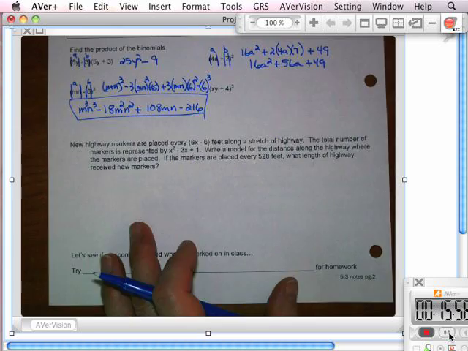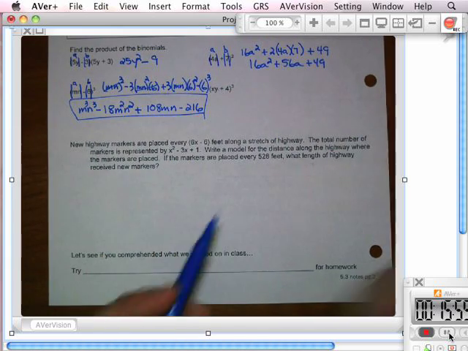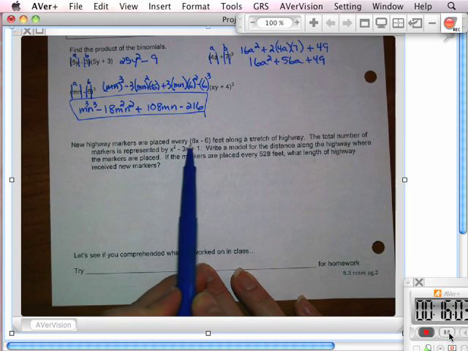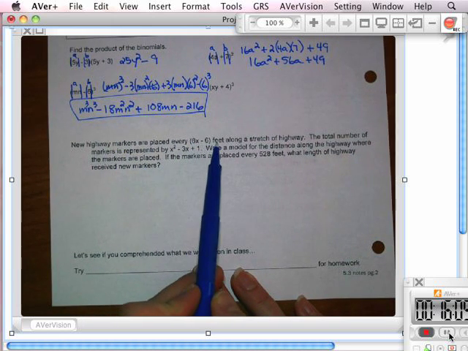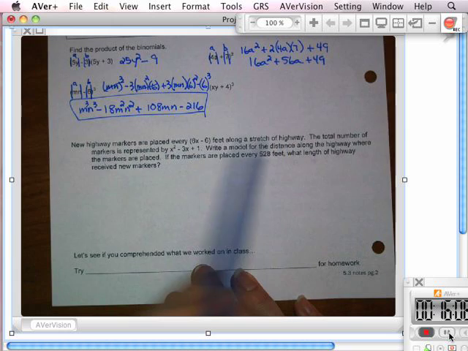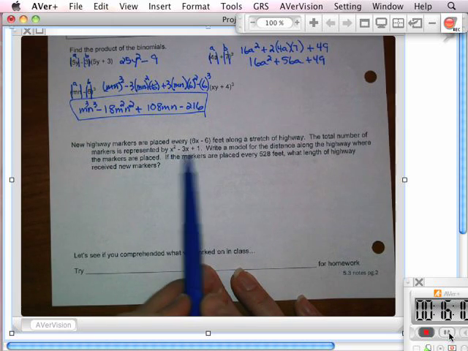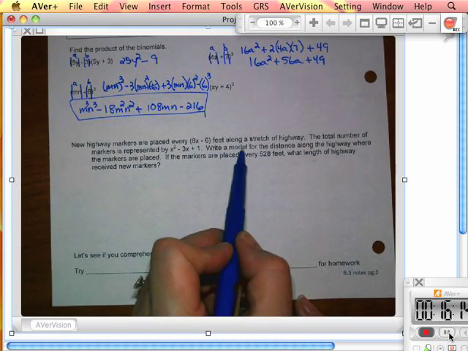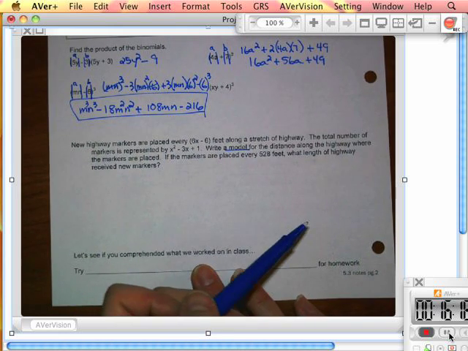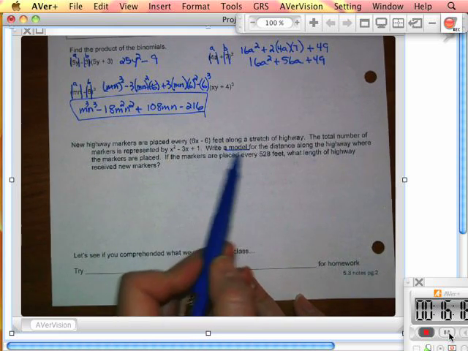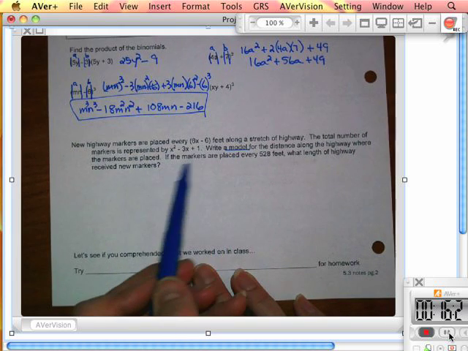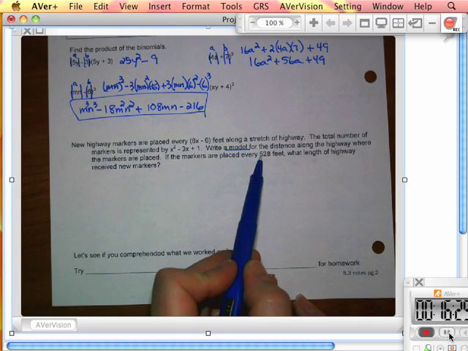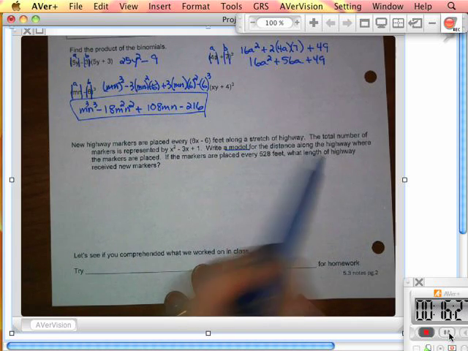Okay, so we wouldn't have any fun if we didn't do a story problem. So new highway markers are placed every 6x minus 6 feet along a stretch of highway. The total number of markers is represented by this right here, this trinomial. Write a model for the distance along the highway where the markers are placed. That means I have to come up with a function or an equation. All right, and then the second thing it says is if the markers are placed every 528 feet, what length of highway received new markers?